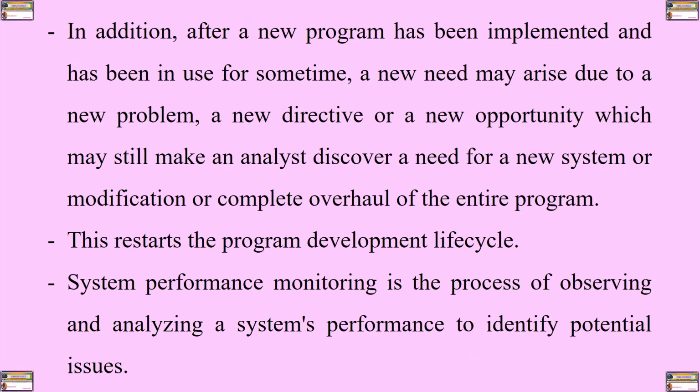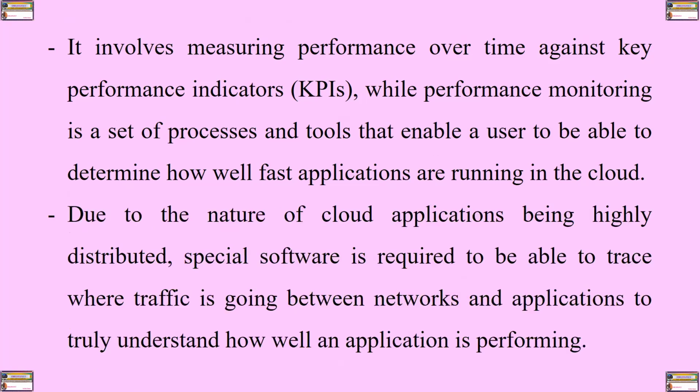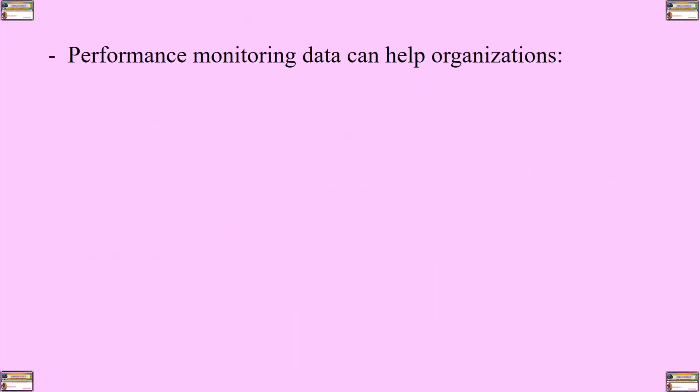System performance monitoring is therefore the process of observing and analyzing a system's performance to identify potential issues. It involves measuring performance over time against key performance indicators, while performance monitoring is a set of processes and tools that enable a user to determine how well or fast applications are running in the cloud. Due to the nature of cloud applications being highly distributed, special software is required to trace where traffic is going between networks and applications to truly understand how well an application is performing.